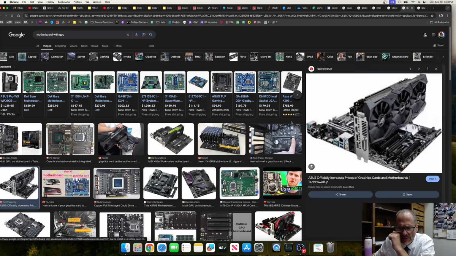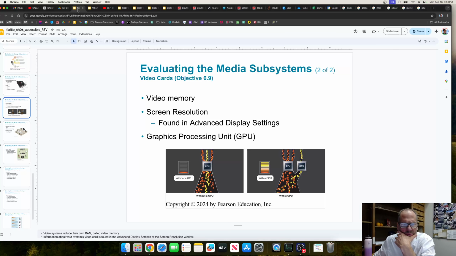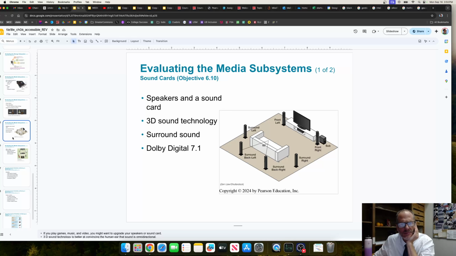So here's an example of what that looks like, right? Here you have your other ports, and then you plug in your GPU, this massive thing, into the motherboard. Here you have HDMI, and here you have DVI, and maybe those are display ports. That's what they look like, and that's going to improve the speed of your computer. It'll have video memory, it'll increase the screen resolution, and it'll be your GPU.